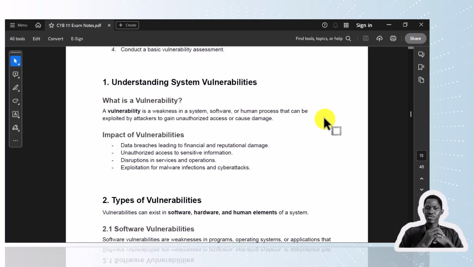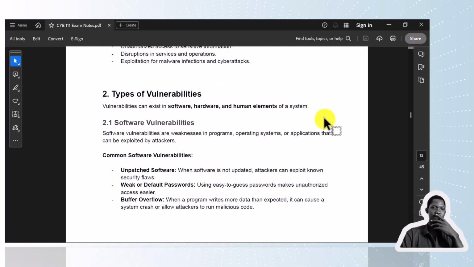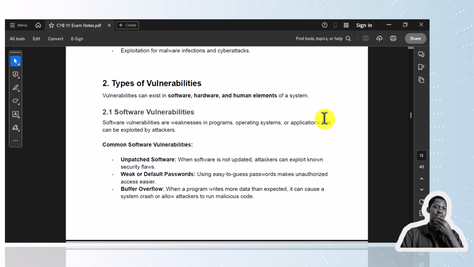Now, let's move to types of vulnerabilities. Vulnerabilities can exist in your software, in your hardware, and human elements of a system. So any of these can have weaknesses in them. That's vulnerability, right? So the types: software vulnerabilities, hardware vulnerabilities and human vulnerabilities. So now let's start with software vulnerabilities. Software, now, you know what software is. So software vulnerabilities are weaknesses in programs, operating systems, or applications that can be exploited by attackers.